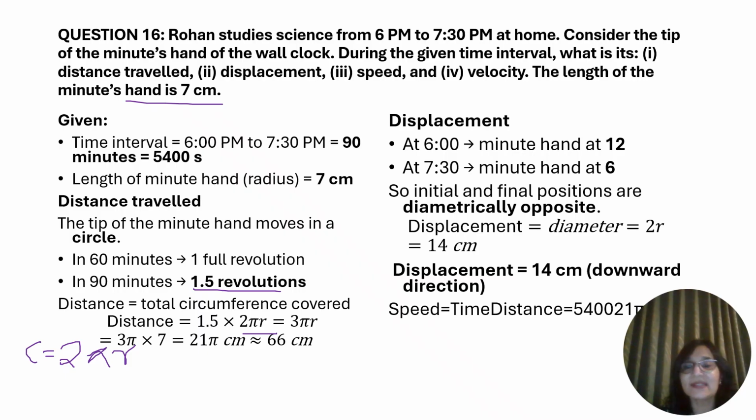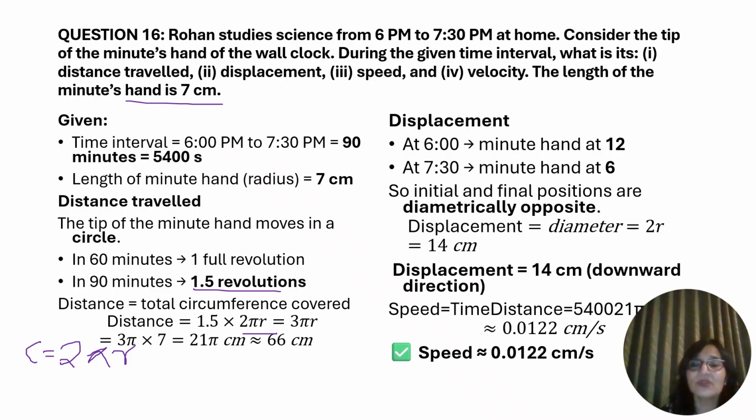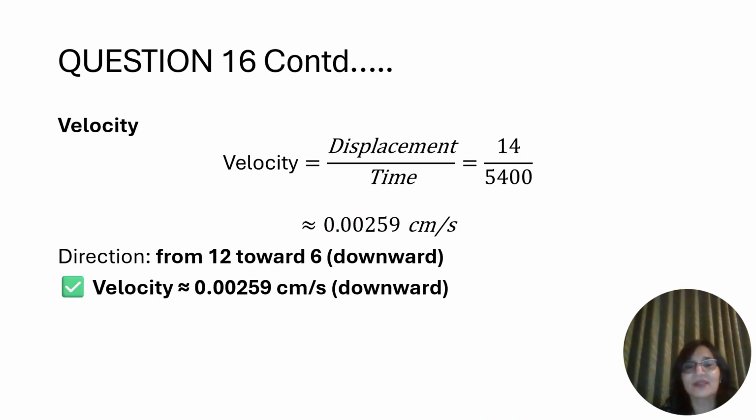Now speed is distance upon time. Here, children, there is a slight error for speed. So we calculate the speed, that is distance upon time. Once we calculate, you will be getting 0.0122 centimeter per second.